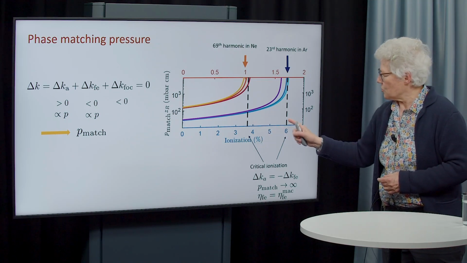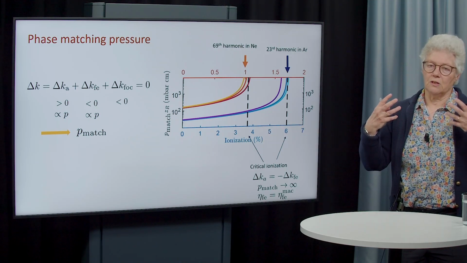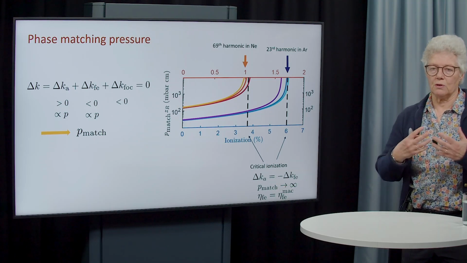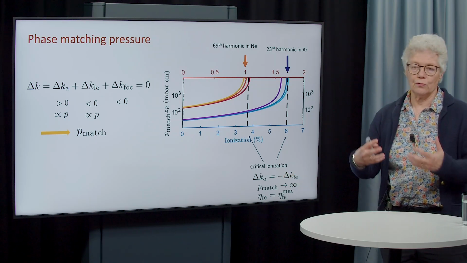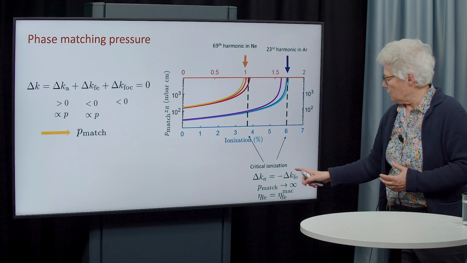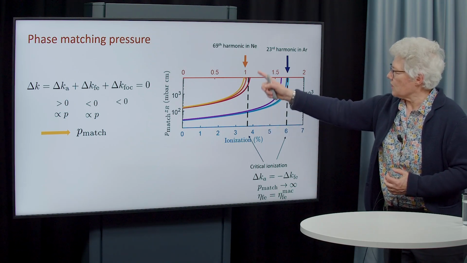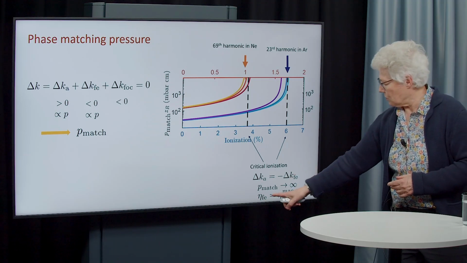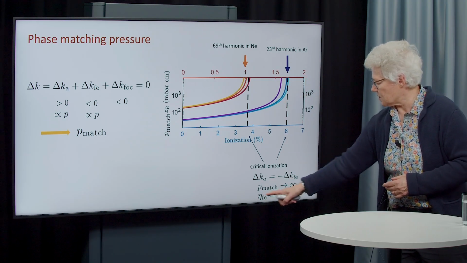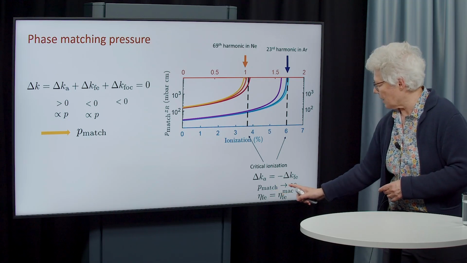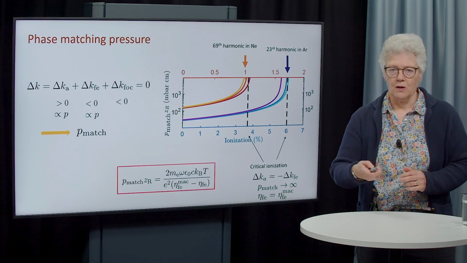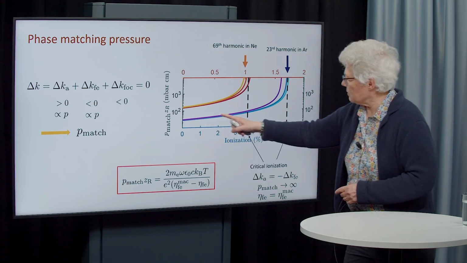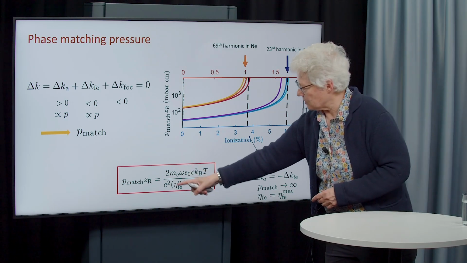And this ionization degree here is called the critical ionization. It happens when the phase mismatch because of the neutral atom is equal to minus the phase mismatch due to the free electron. And in this case, the phase matching pressure goes to infinity. So this is the expression for the phase matching pressure, the expression of these lines, which is indicated here.